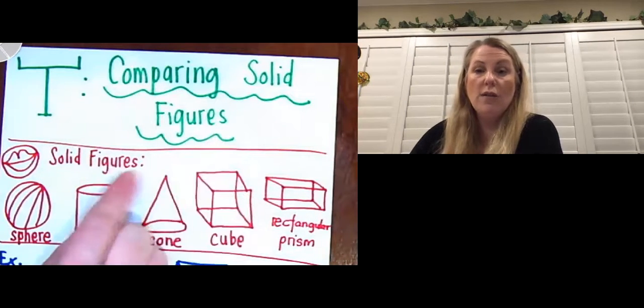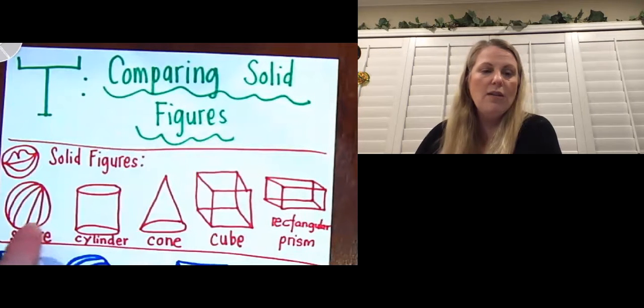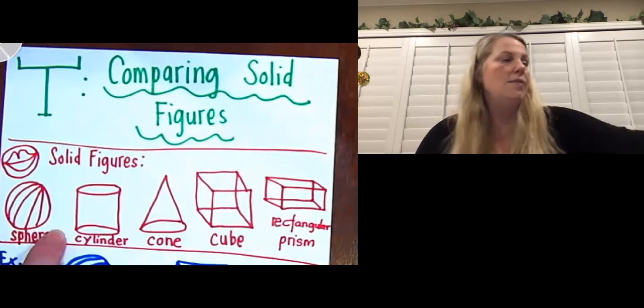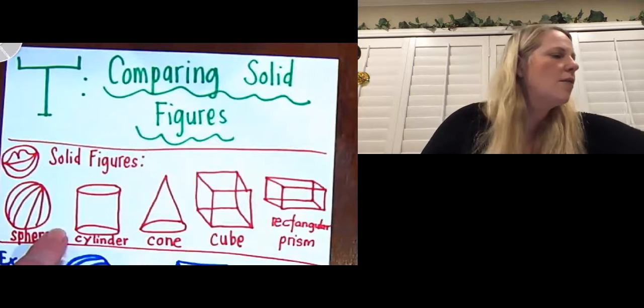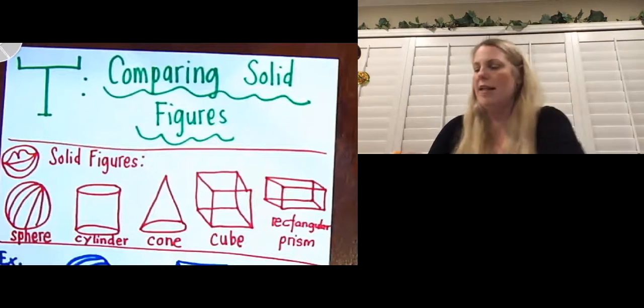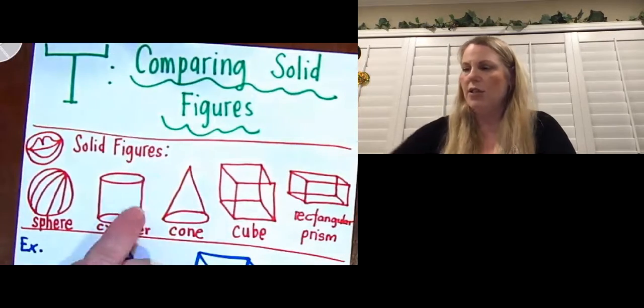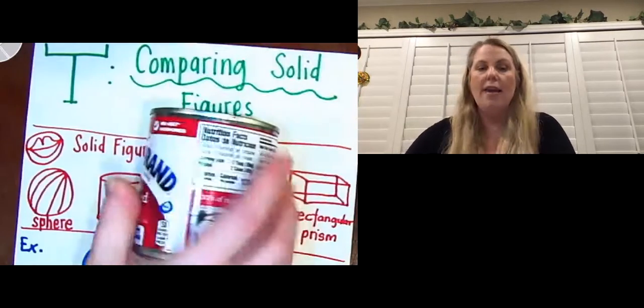So let's look at those solid figures, and we have our first one, which is a sphere. And so something close that I have that's a sphere is my apple. It's over here, my orange. So I'm gonna pull that out. Okay, that's my close to a sphere. Okay, my cylinder, which is like a can, right?